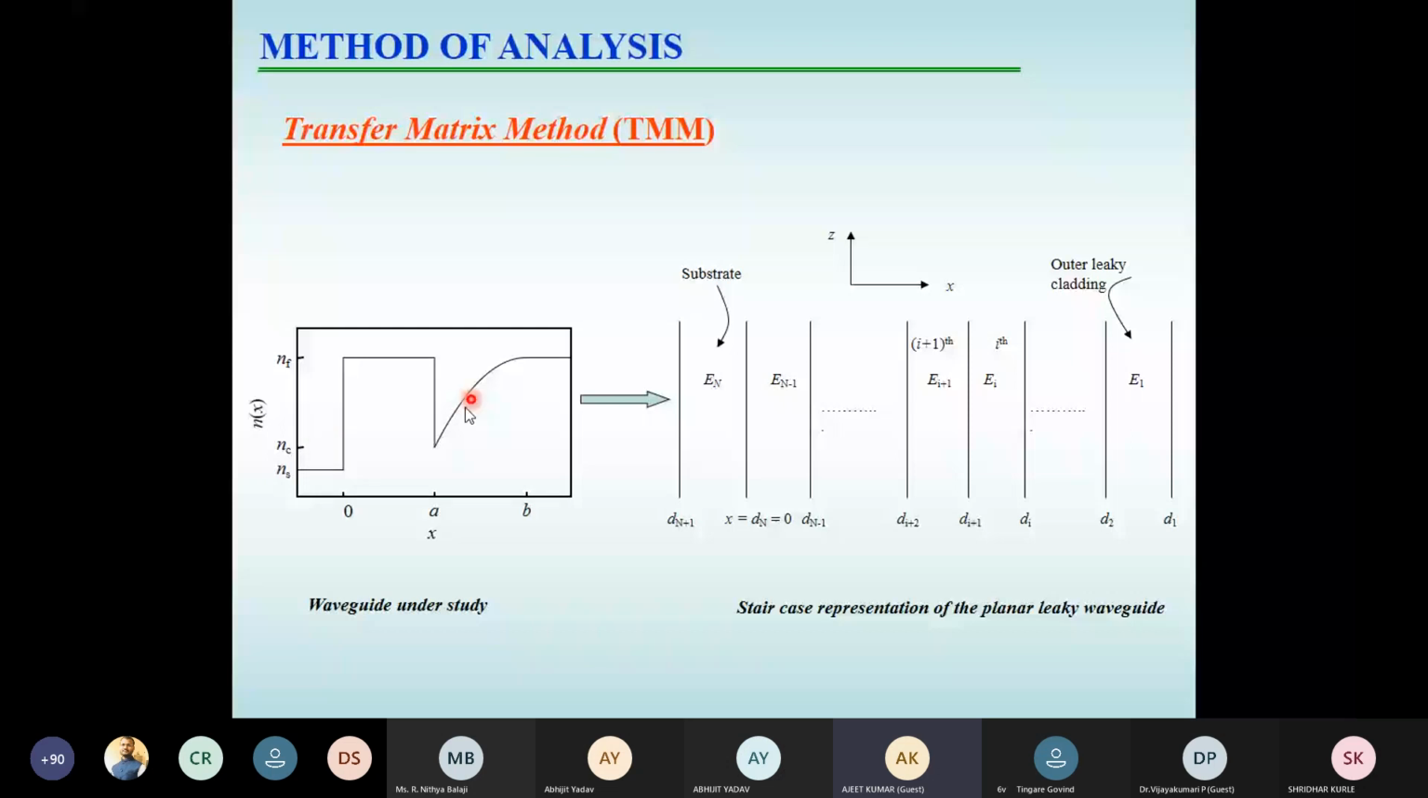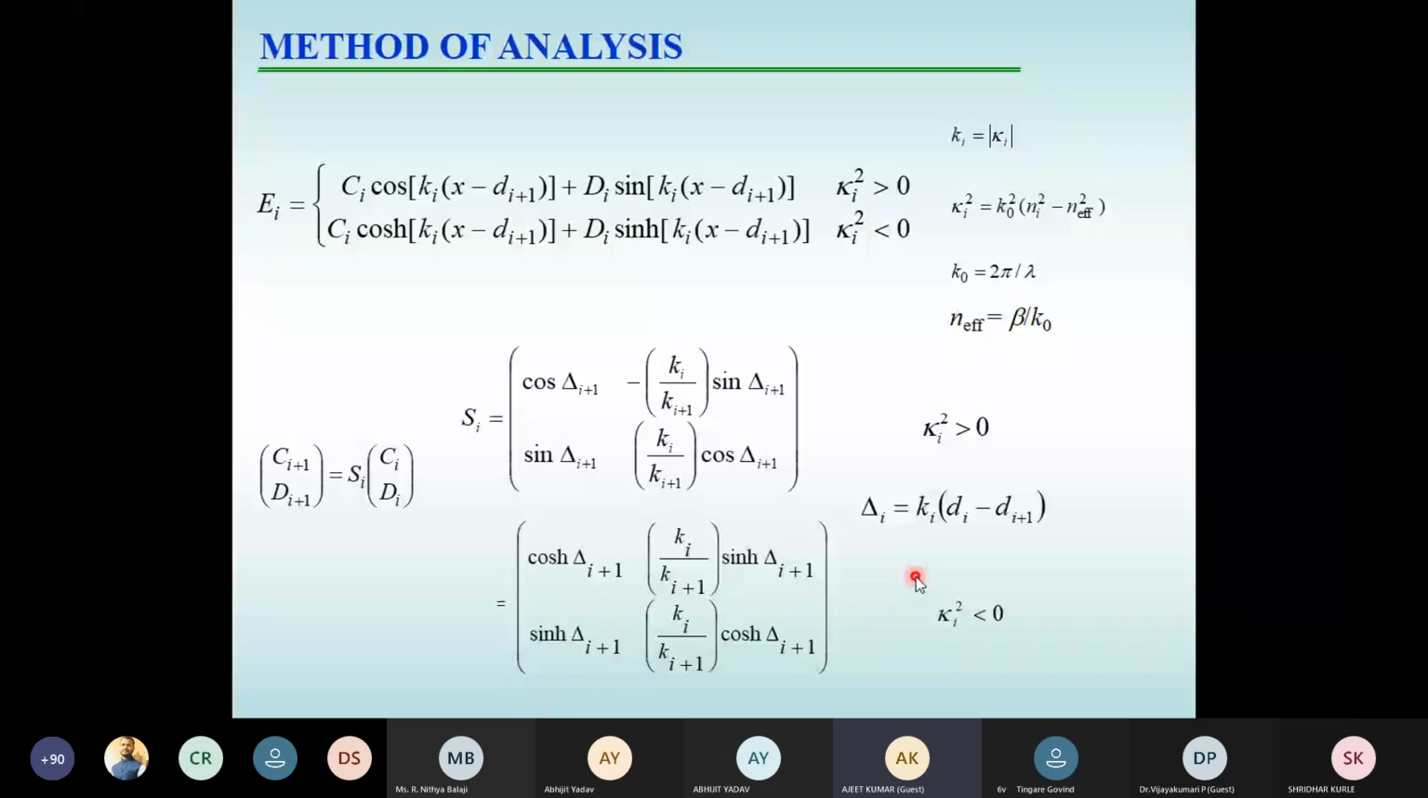And then the field has been written in all the layers, and by using the boundary conditions, what are the boundary conditions? One of the conditions is that in the high index region you have an oscillatory solution, which is sine and cosine, and in the low index region we have a decaying solution, which is cos hyperbolic and sine hyperbolic solutions. So by using this condition in each layer, we have found the relation between the coefficients of two consecutive layers.